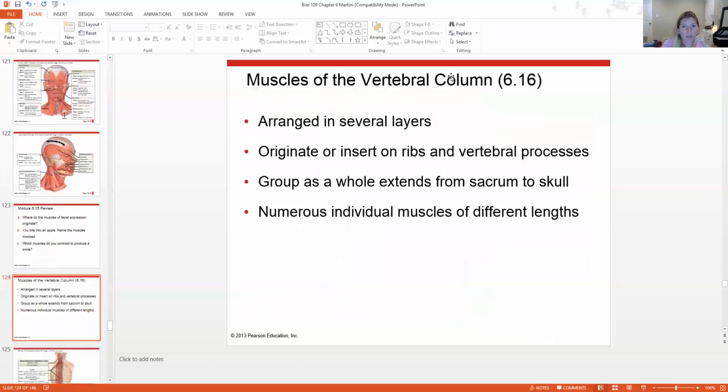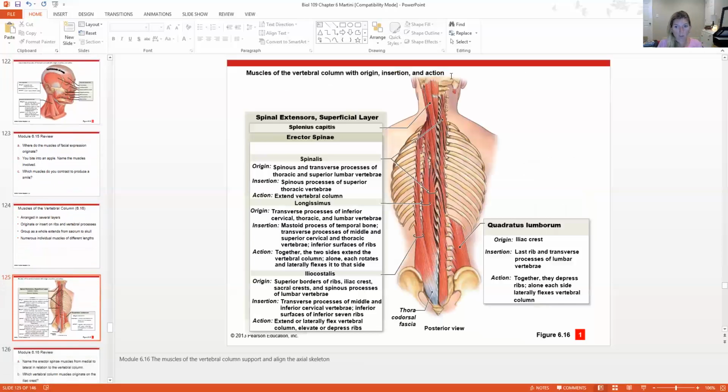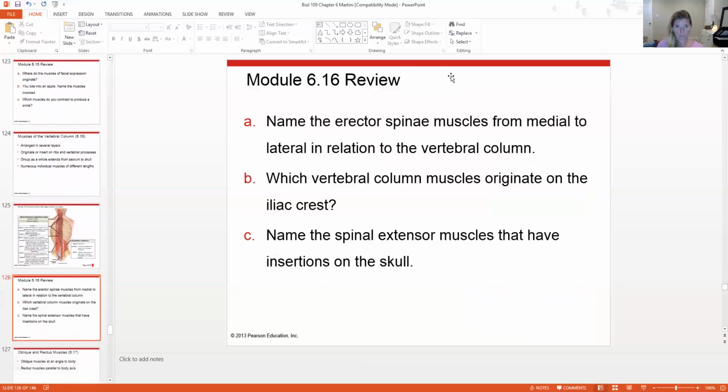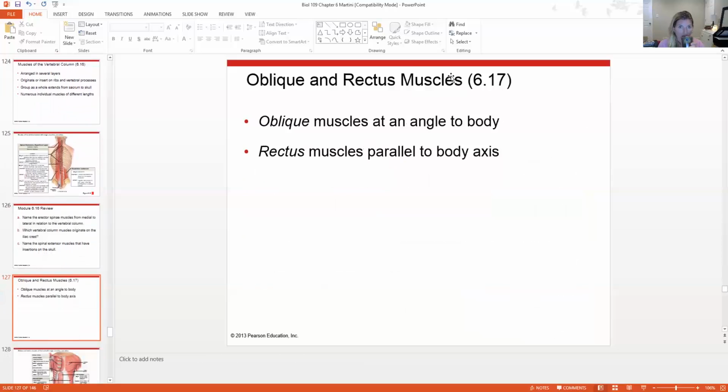Then you have muscles of the vertebral column. They come in several layers. They originate on the ribs as well as on the vertebrae. They help extend from the sacrum all the way up to the skull, so they cover that whole back area. They can be very, very long or very, very short, depending on what they are. Again, for my purposes, you just have to know that they are there. You do not have to know specifically their origin, insertion, or action. These questions, you can pause the video, go back, and answer.